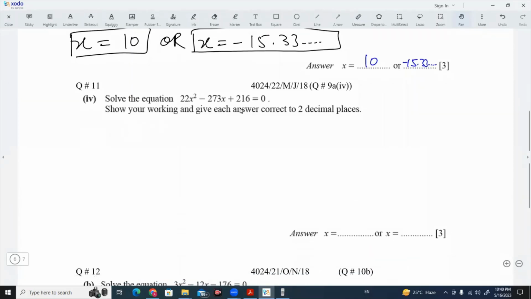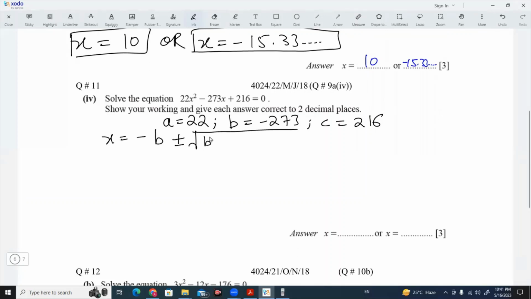In question 11, we have to do the same process. We have to write down our answer, correct to 2 decimal places. This question must be done through quadratic formula. So A equals to 22, B equals to negative 273, and C equals to 216 with the positive sign. So x equals to negative b plus minus square root of b squared minus 4ac whole completely divided by 2a. This is the formula.